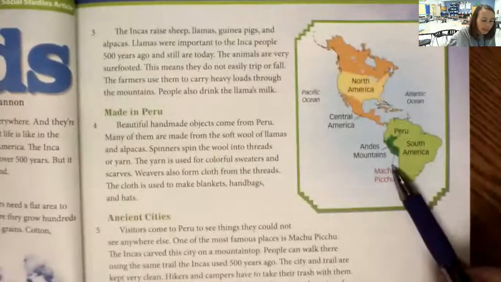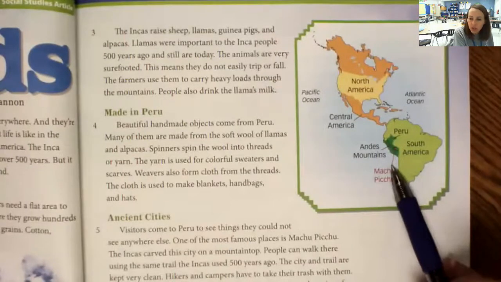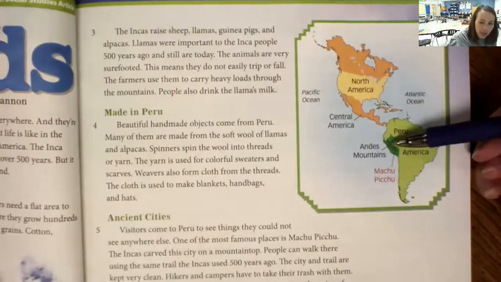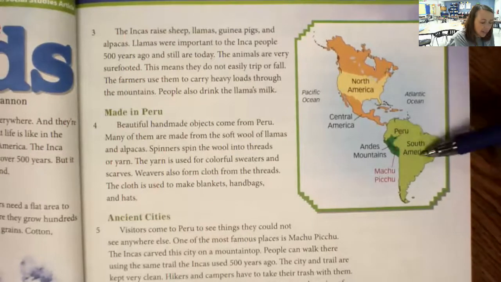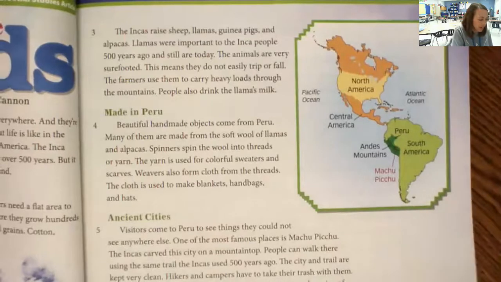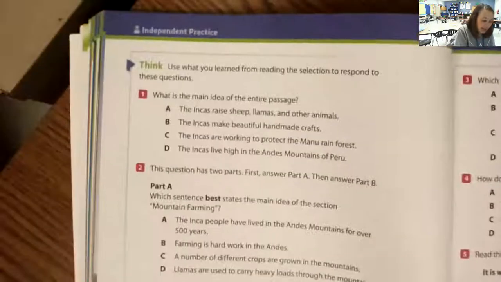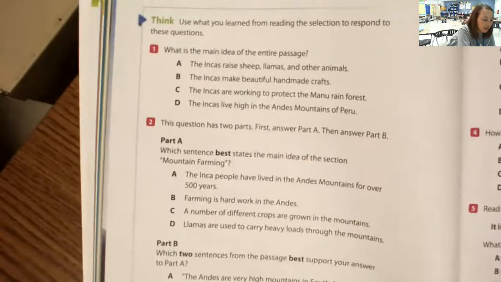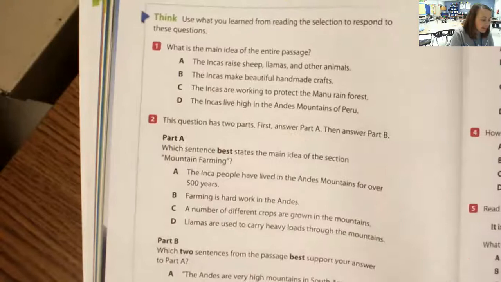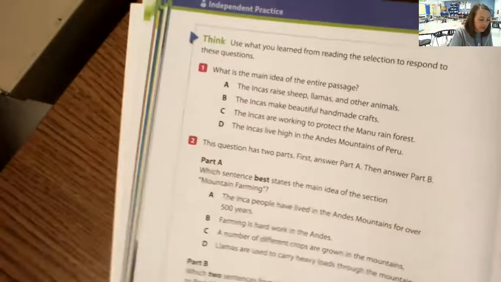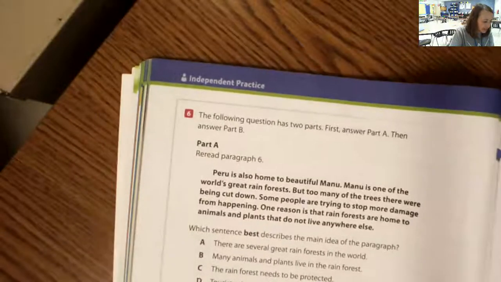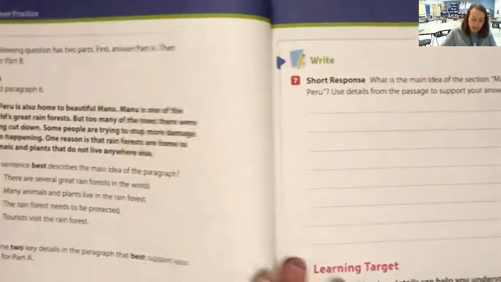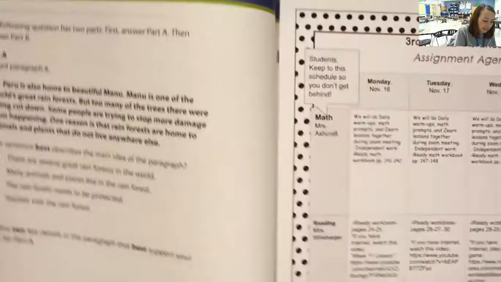And if you look, this is a cool map since we're talking about continents. Here's us in North America. The Andes Mountains, where these people live, is in South America, the continent just south of us. So you're going to be reading that passage, and you have some multiple choice questions to answer. And the first one is, what's the main idea of that passage? Okay, so you have some multiple choice questions to answer all the way to page 36. So that is your assignment for Thursday.